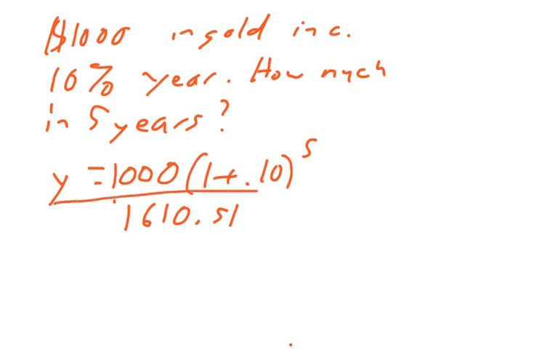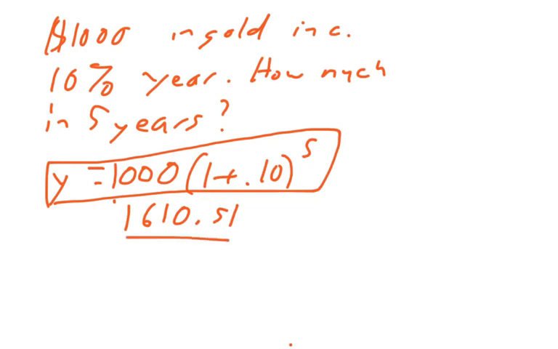So 10 times 1 plus 0.1 to the 5th is how we figure out this problem. And we get 16,105.1 as our answer.